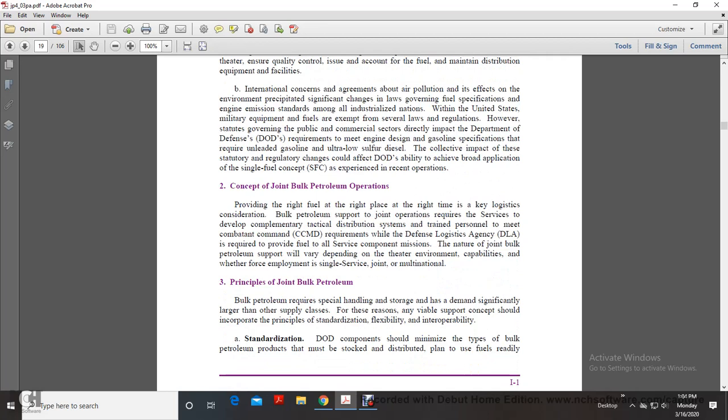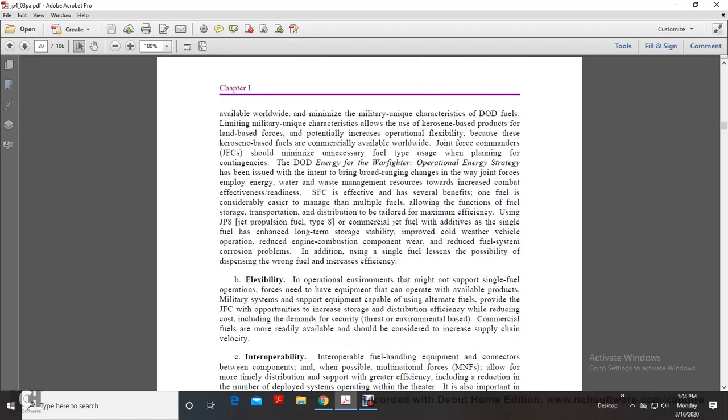Bulk petroleum requires special handling and storage, and has demand that is significantly larger than other supply classes. For the reason of viable support, the concept should incorporate the principles of standardization, flexibility, and interoperability. Standardization: Department of Defense components should minimize the types of bulk petroleum products that must be stocked in the distribution plan, use fuels readily available worldwide, and minimize the military-unique character of Department of Defense fuel. Limiting the military-unique characteristics allows the use of kerosene-based products for land-based forces and potentially increases operational flexibility, because kerosene-based fuels are commercially available worldwide.